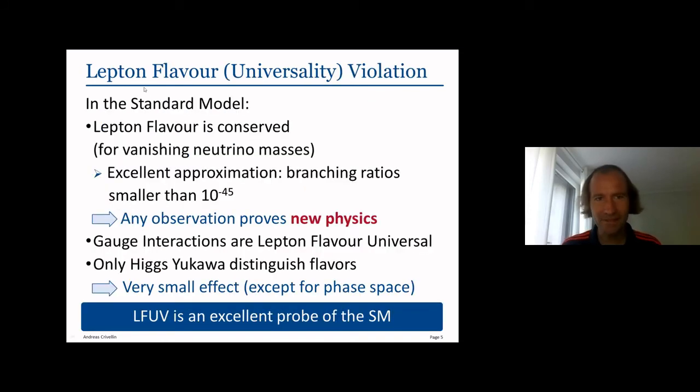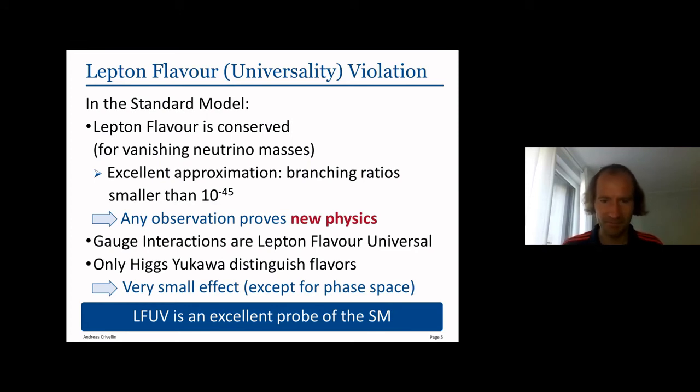So the main topic here is, as you see from the title, lepton flavor universality violation. In the standard model, lepton flavor is conserved in the limit of vanishing neutrino masses, but this is really an excellent approximation. Even if you take into account the neutrino masses, you end up at branching ratios of the order of 10 to the minus 45 at most. So this means lepton flavor violation, even in a standard model with massive neutrinos, is in principle unobservable. But this also has a good point. Once you see it, you know this is definitely new physics.